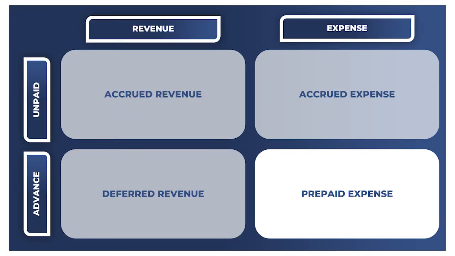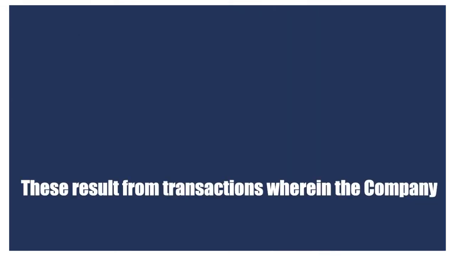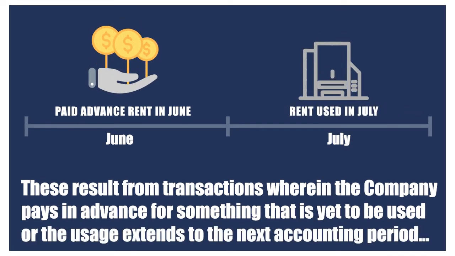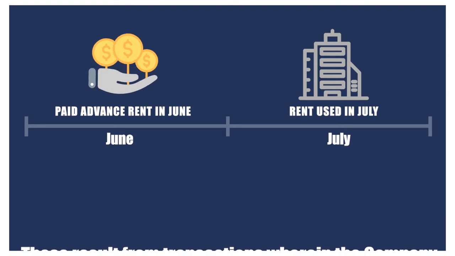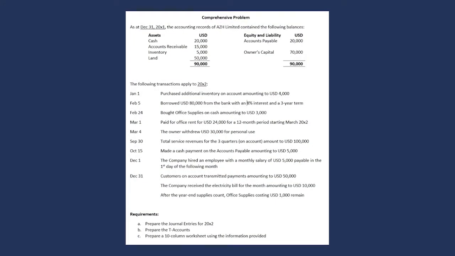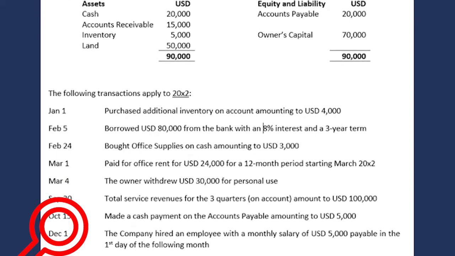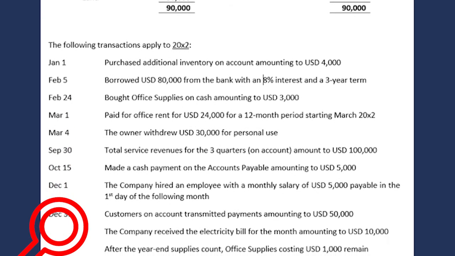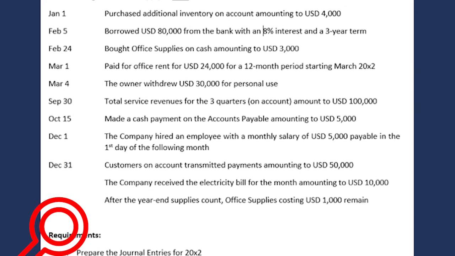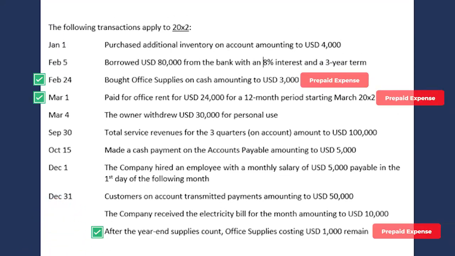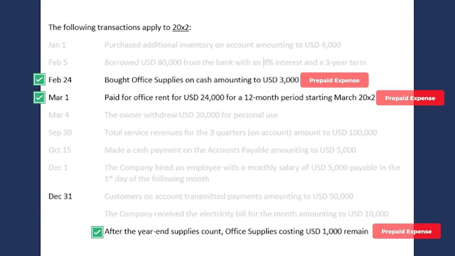Prepaid expenses belong to the four types of adjusting entries under the accrual basis as previously discussed. These result from transactions wherein the company pays in advance for something that is yet to be used or the usage extends to the next accounting period. If you are solving accounting problems as a student, you need to remember that prepaid expenses will disguise themselves in the regular transactions within the year, and if you're not careful in remembering that the transaction you did is a prepaid expense, then you're going to have an incorrect trial balance. My suggestion is that you mark the transaction date so that you don't forget to adjust this prepaid expense.